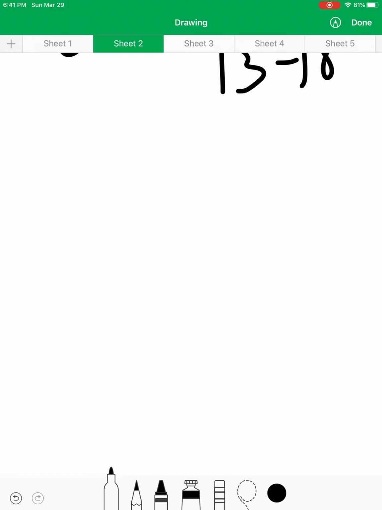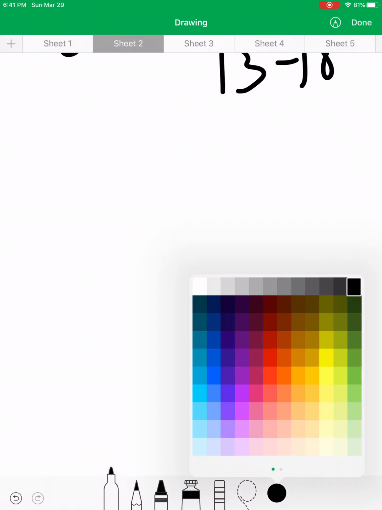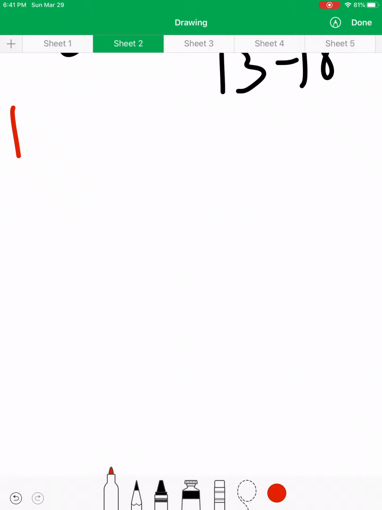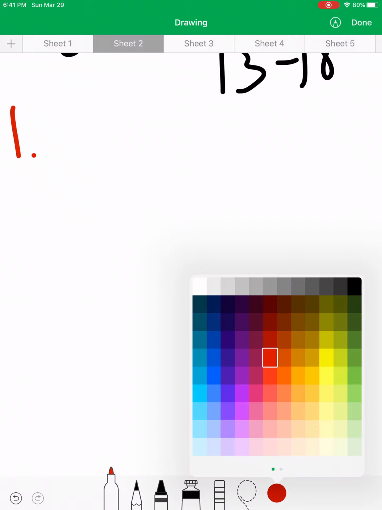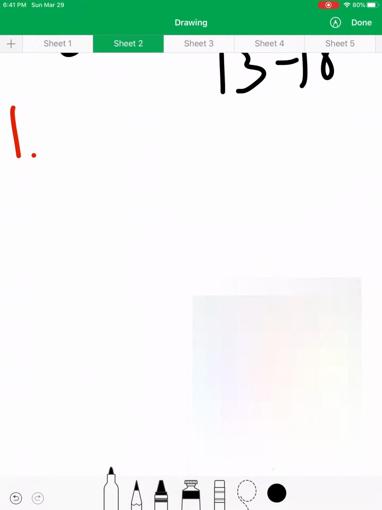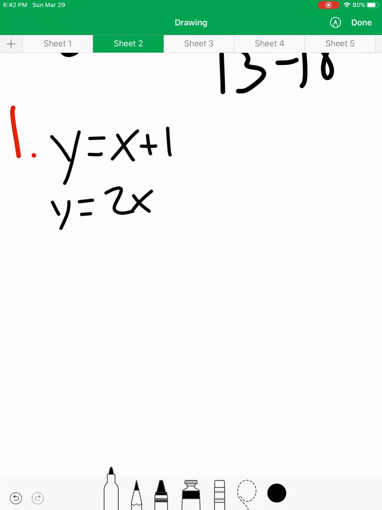We're starting with number 1. Let me change my color again so we don't get lost along the way. Here's number 1, and go back to black. And here we go. So this was y equals x plus 1 and y equals 2x minus 1.